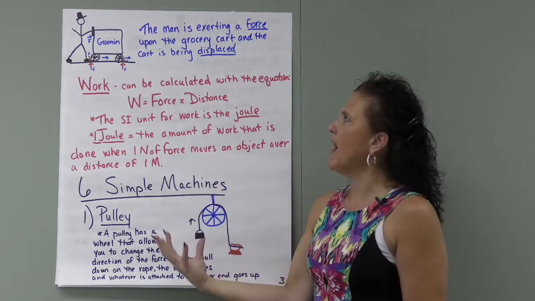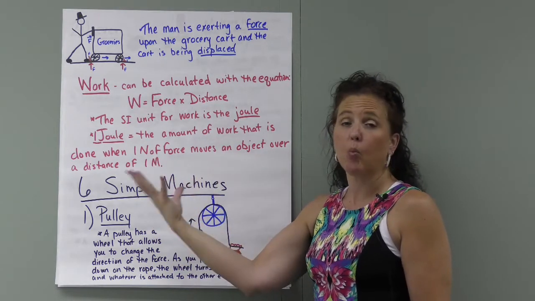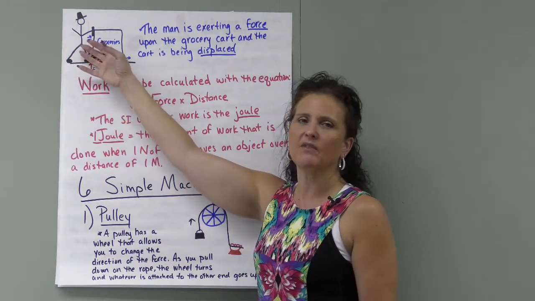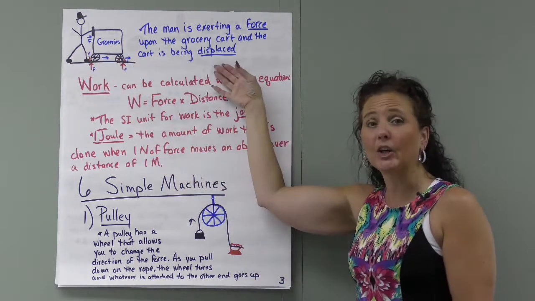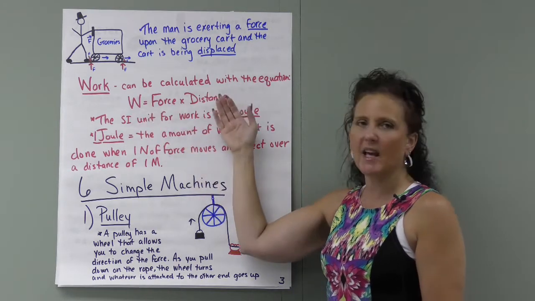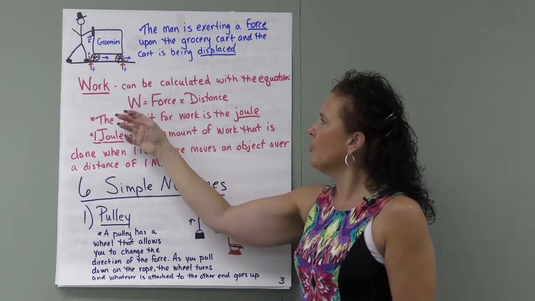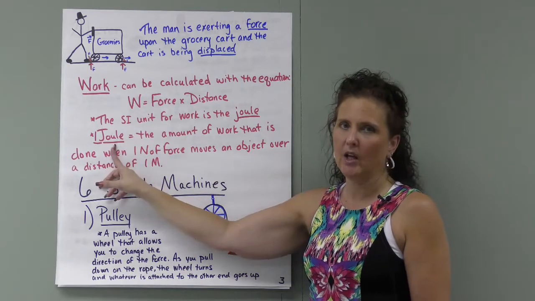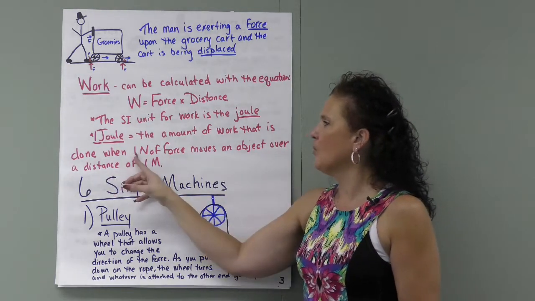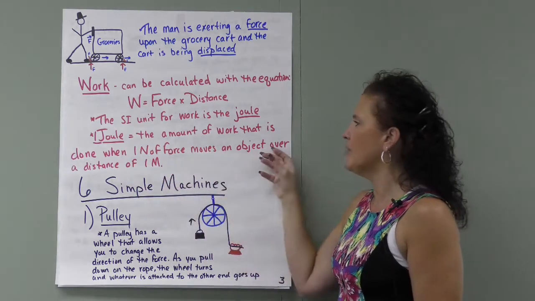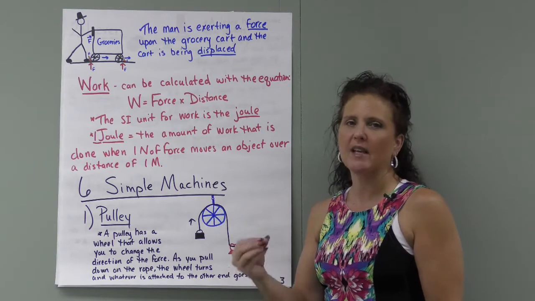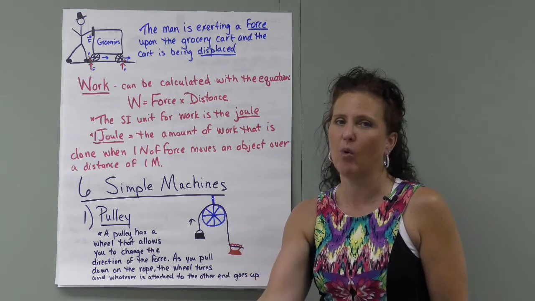So if we wanted to measure how much work he's doing on that cart, we could say he's pushing with a force of 10 newtons over 10 meters, right? So we take those and multiply them. 10 times 10 is 100, and the unit for work is called a joule. A joule is the amount of work that is done when 1 newton of force moves an object over the distance of 1 meter. So we would say that would be 100 joules of work.